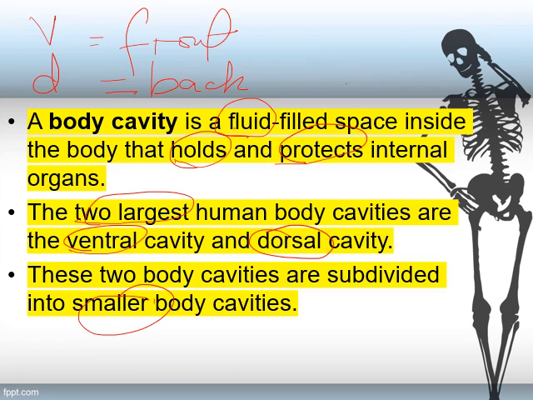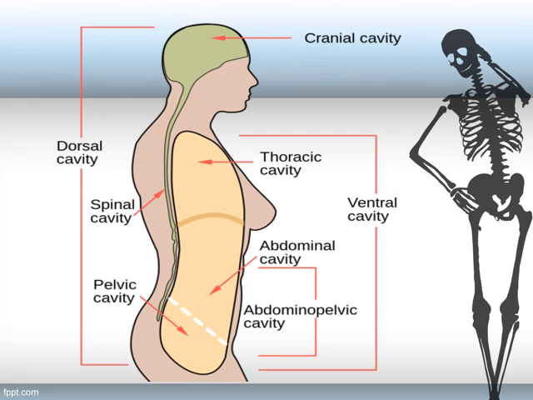Okay, so next slide tayo. So again, pag sinabi nating ventral, this is the ventral part or the frontal part. As you can see, these are the ventral part, and at the back we have the dorsal part. And also sinabi ko rin na these two largest cavities of the body, the ventral and the dorsal, are divided or subdivided into smaller body cavities.